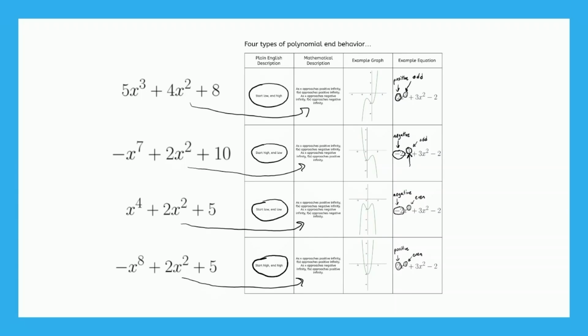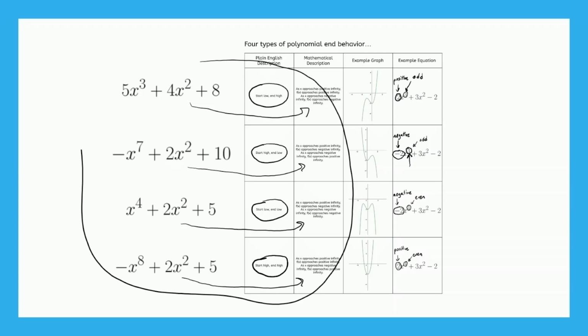And because of the rules we discussed regarding the degree of the polynomial and the sign of the leading coefficient, you can see that right here I drew an arrow from each of those 4 functions to their corresponding end behaviors. And with that, we are finished.